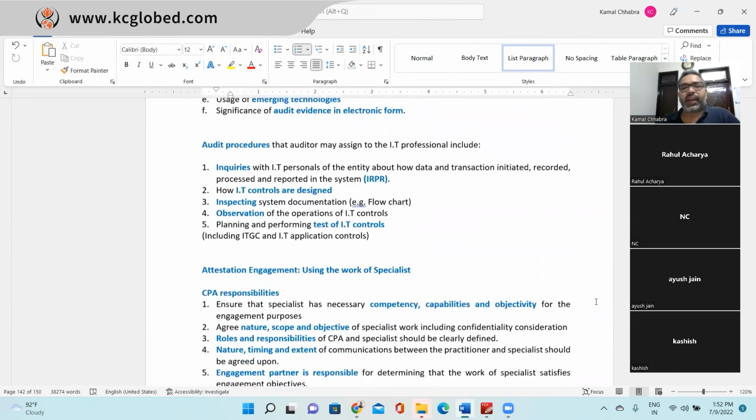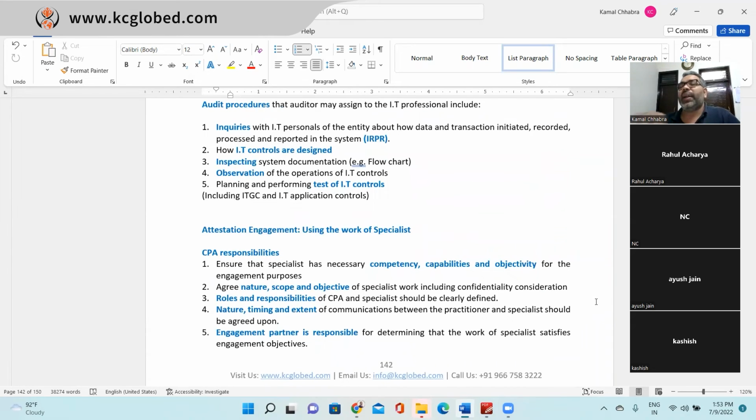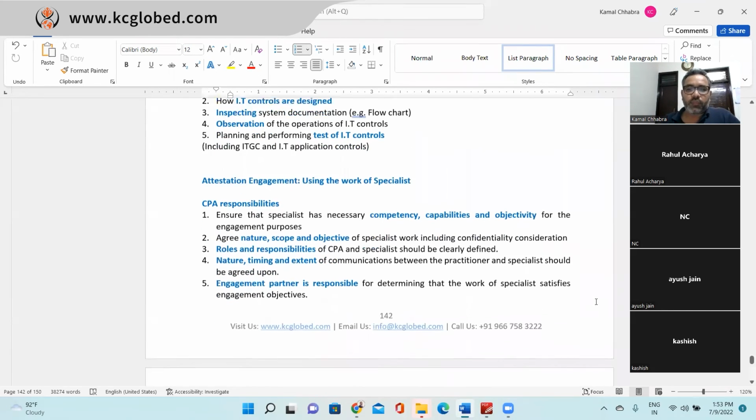Audit procedures that the auditor may assign to the IT professional in your team: inquiry procedures for initiation, recording, processing, and reporting; IT general controls and application controls; then inspection of the system documentation like the flow chart of the system, observation of the transaction, and planning and performing the testing of IT controls. All those things you can delegate to the IT team.